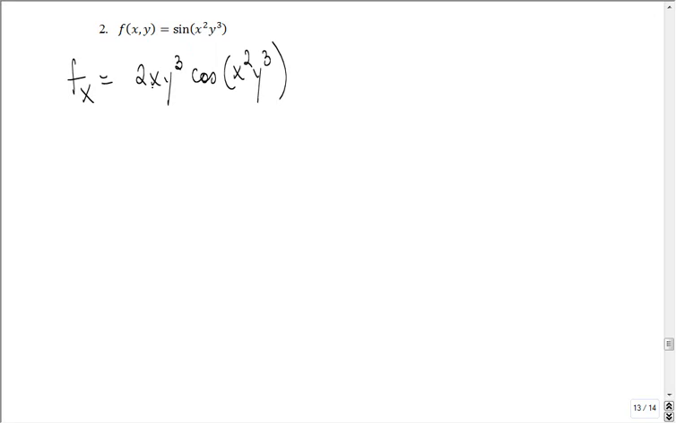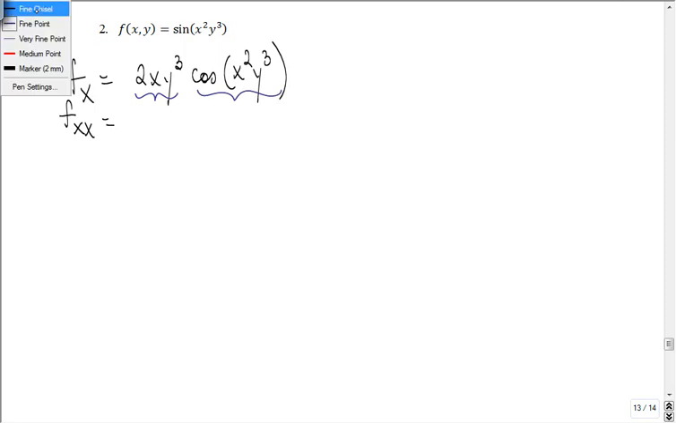Okay, let's do fxx right away. Now look at this closely. This is a product. We have to use the product rule here. Good? Because we have this and that, functions of x and y, both of them. So let's use the product rule.